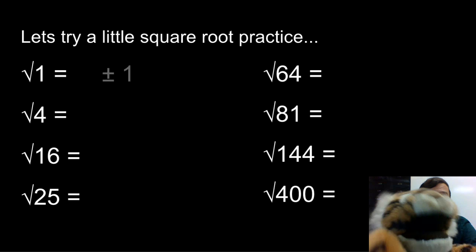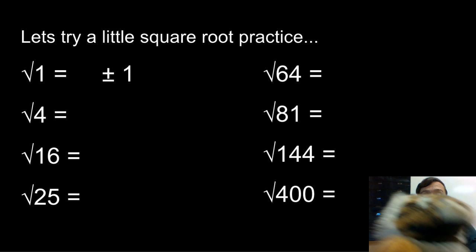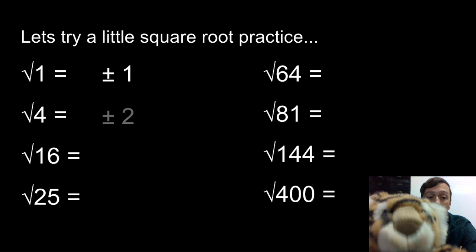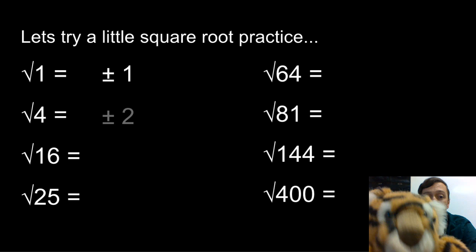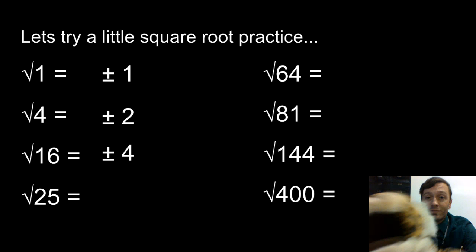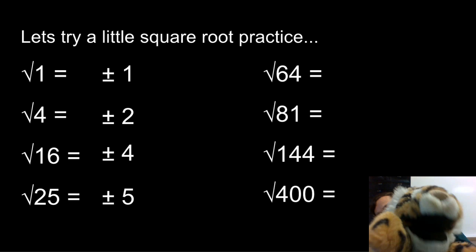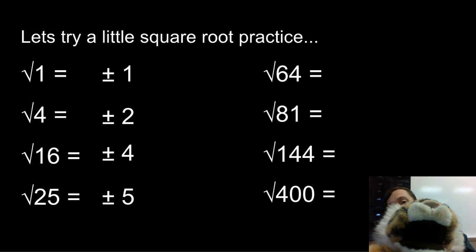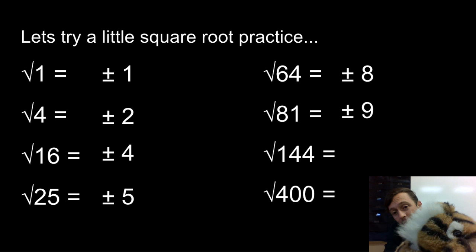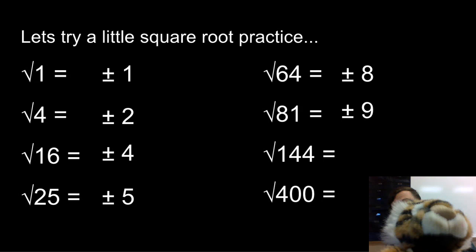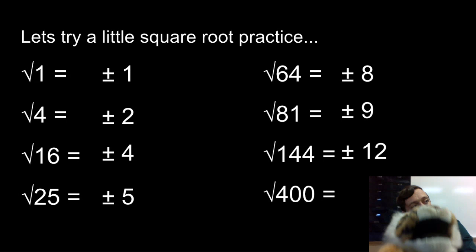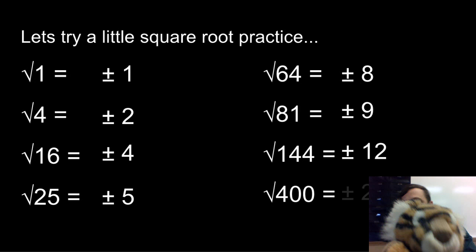Square root of 1 is just plus or minus 1. 1 times 1 is 1, and negative 1 times negative 1 is 1. Square root of 4, plus or minus 2. Square root of 16, plus or minus 4. Square root of 25, plus or minus 5. It's getting tricky on the other side. Square root of 64, plus or minus 8. Square root of 81, plus or minus 9. Square root of 144, plus or minus 12. And the last one, not in your normal times table, square root of 400, plus or minus 20.